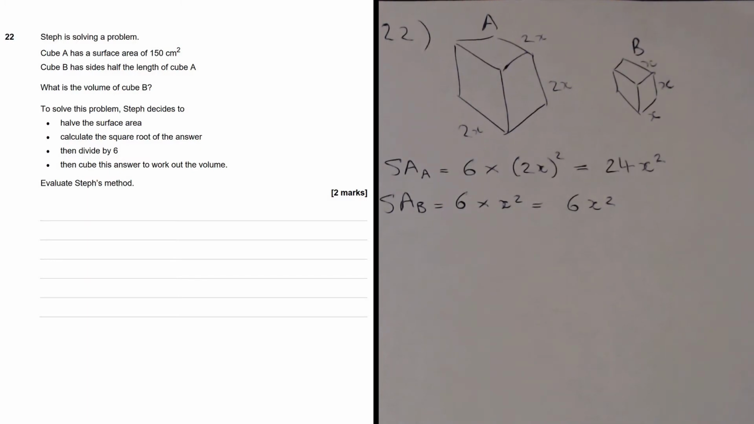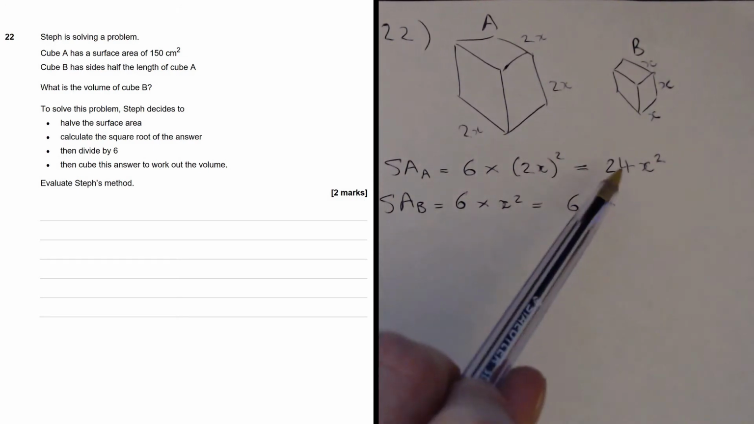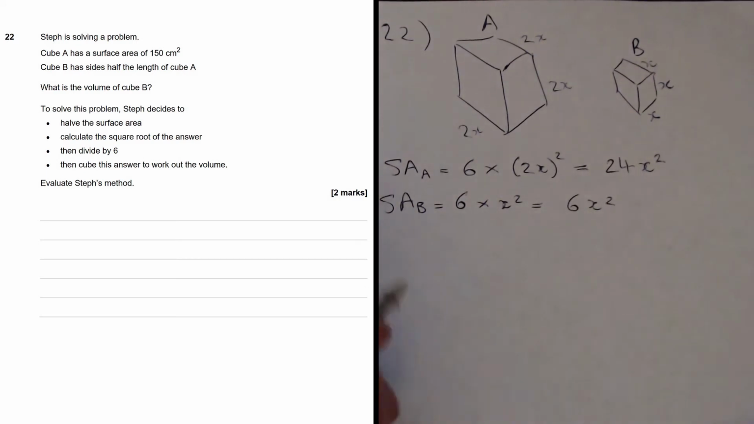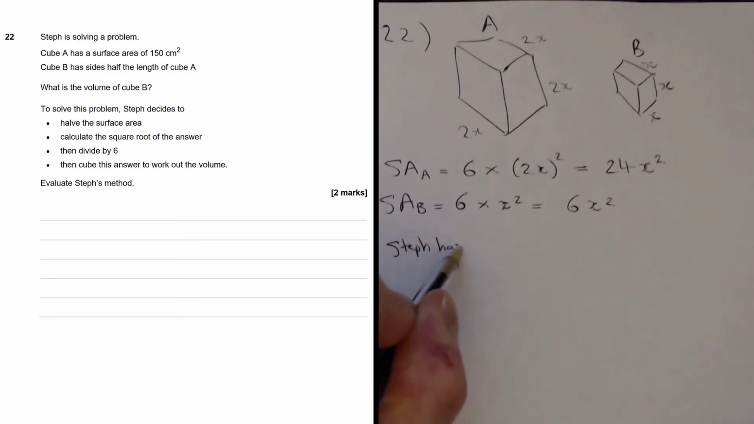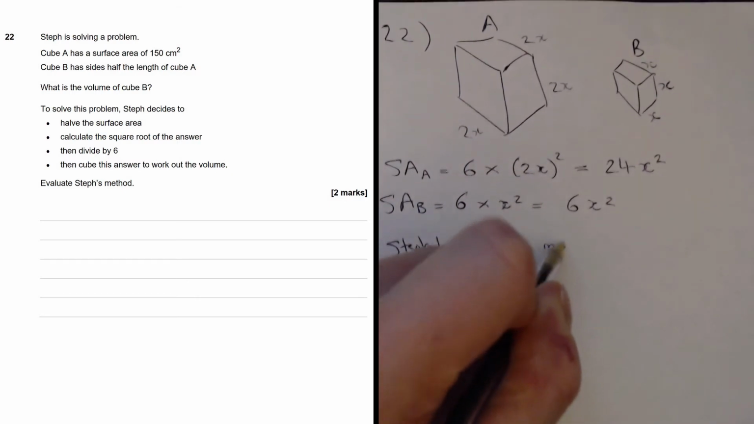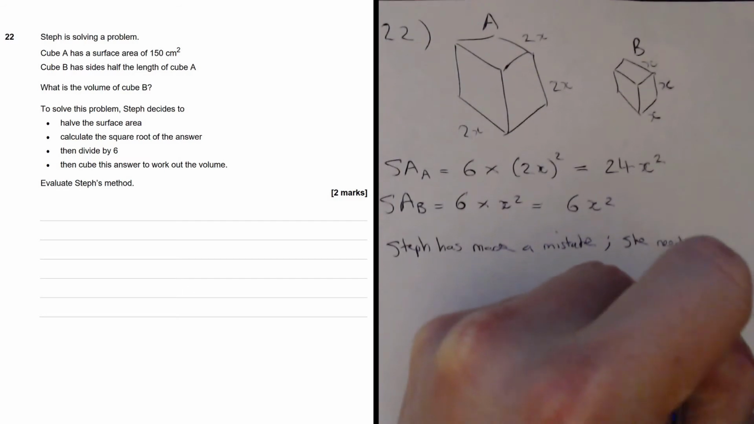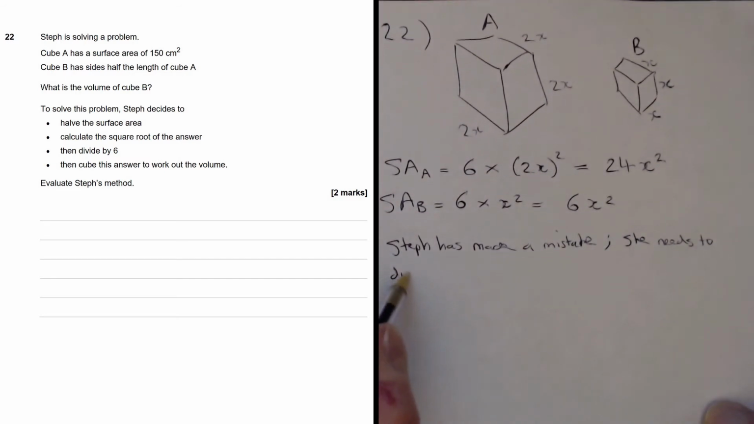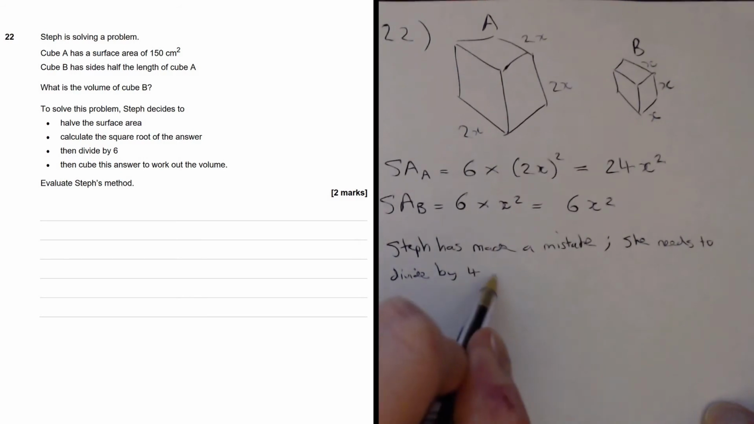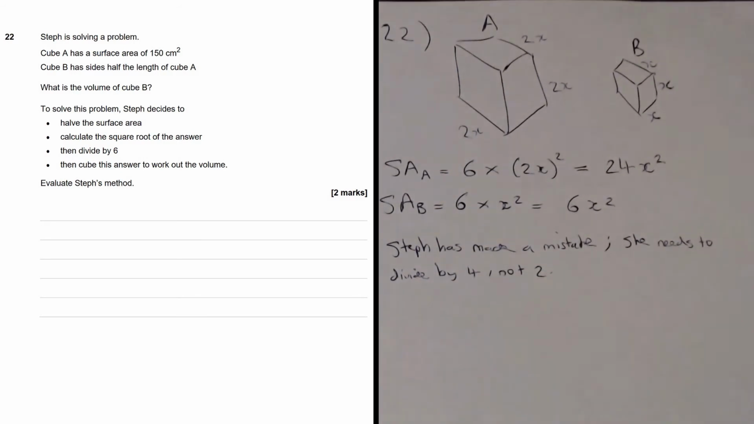So we can see already, looking at the first step in Steph's method, she's made a mistake. She would need to divide the surface area by 4, because 24 divided by 4 gives us 6, not by 2. If she divides by 2, that's saying the surface area of B is equal to 12. So I would say that Steph has made a mistake. She needs to divide by 4, not 2. Just to ensure we get the full marks, why don't we quickly suggest the correct approach?